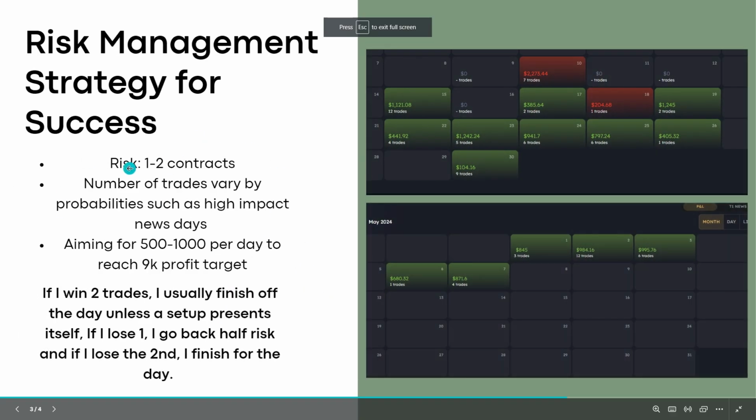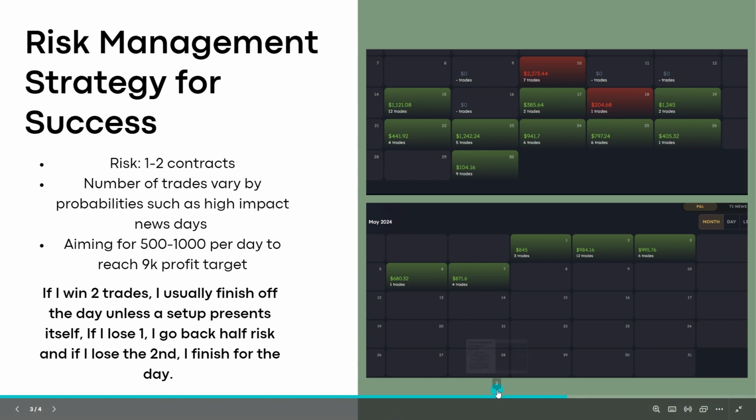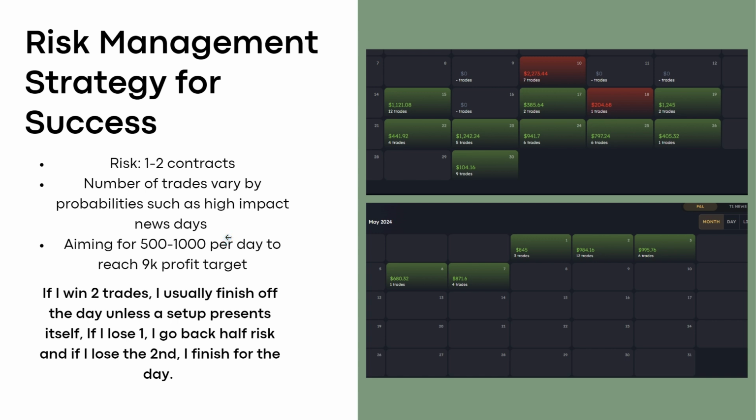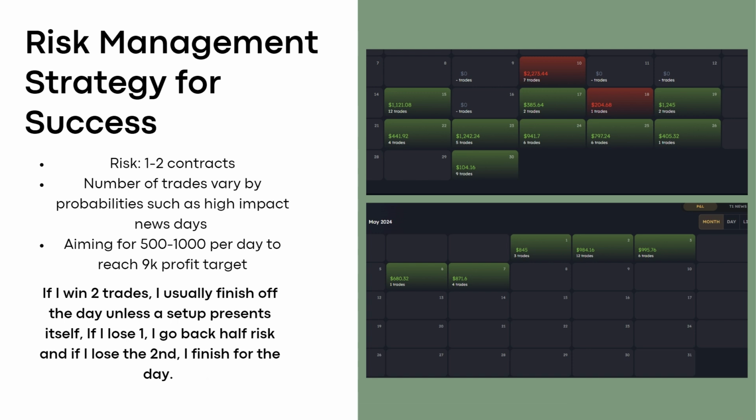The risk is 1 to 2 contracts. Number of trades varies, such as on high probability news impact days, meaning on high probability trading days where we have lots of red folder news, I will be looking to take more trades, and I'm aiming to reach 500 to 1,000 per day to reach the 9K profit target, right? So simple but effective. If you win 2 trades, usually finish the day unless a setup presents itself again later in the day, right?